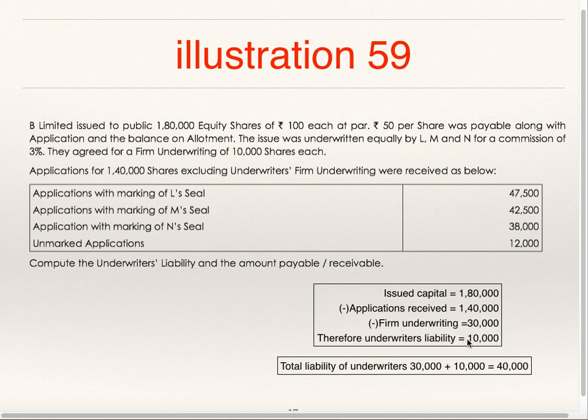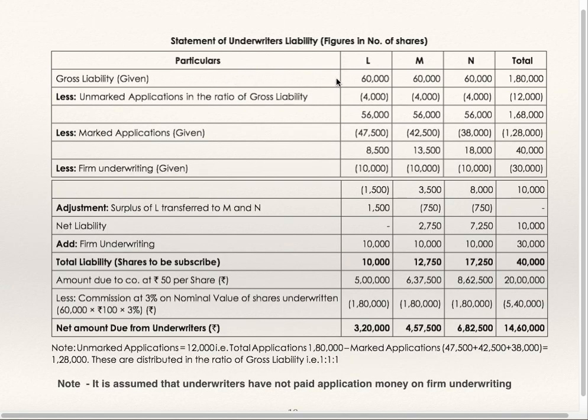So the underwriters' total liability is 40,000, but firm underwriting is 30,000. So the underwriters' liability for the shares which are not applied for by the public, which are not subscribed for by the public, is 10,000, and the total liability of underwriters is 30 plus 10, 30 is firm underwriting, 40,000. Firm underwriting we know all of them have taken 10,000 each. This 10,000 we are now supposed to find out who will take. How will they share this? By preparing the statement.